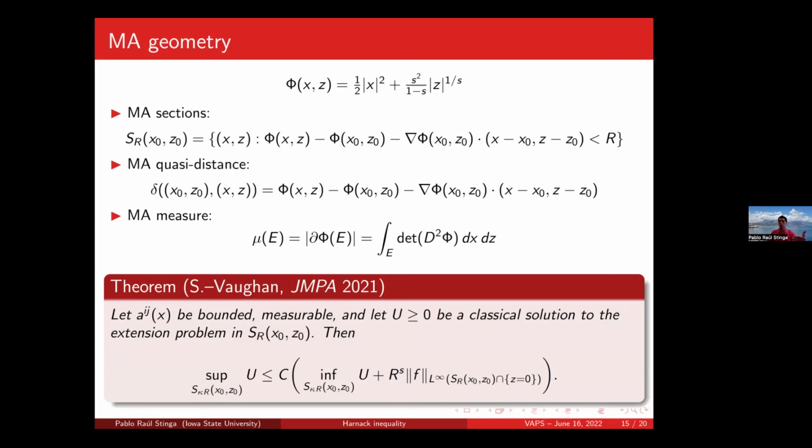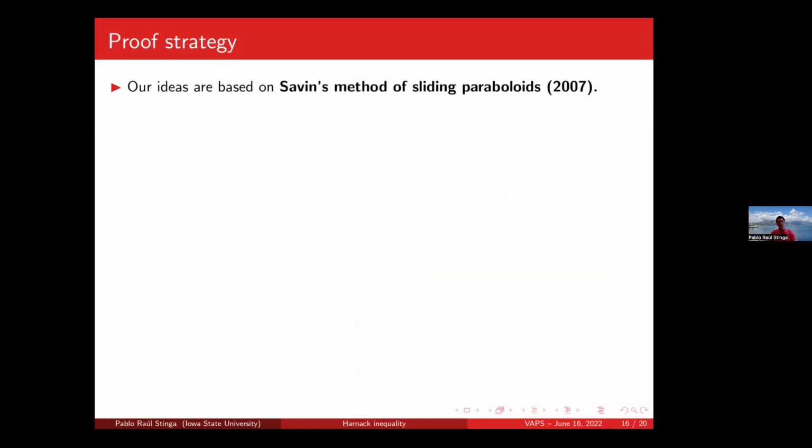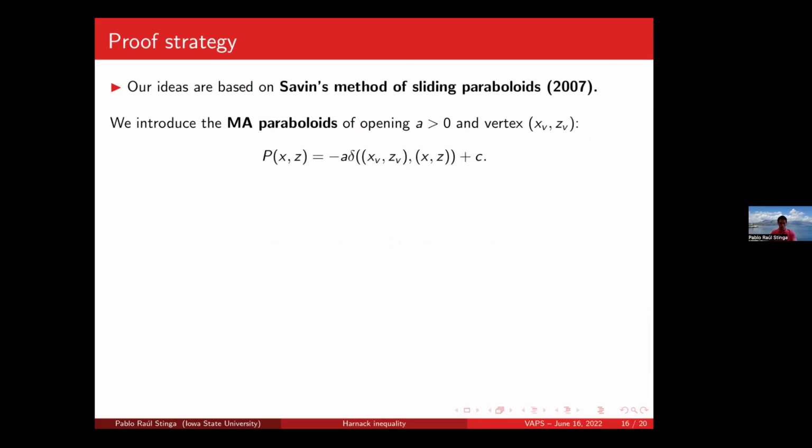Now we can prove the Harnack inequality for little u, the solution to the fractional problem. So what is the technique to prove this theorem in this general Monge-Ampère geometry, where phi is not smooth and you have this singular right-hand side? The ideas are based on the method of sliding paraboloids that Ovidiu Savin did for the uniformly elliptic case in 2007. For Savin, paraboloids are just quadratic polynomials, because the equation is elliptic. But for us, we introduce this new class of paraboloids that follow the Monge-Ampère geometry.